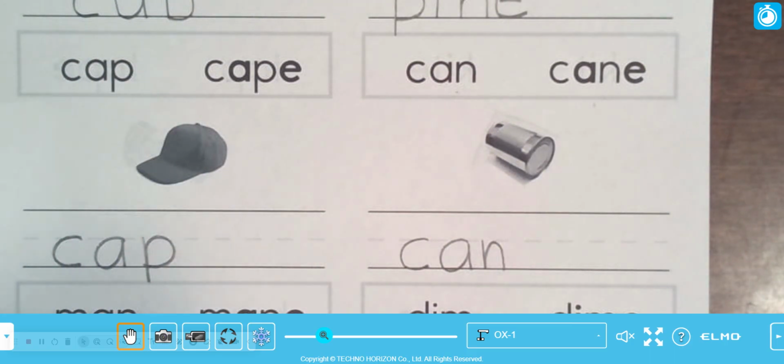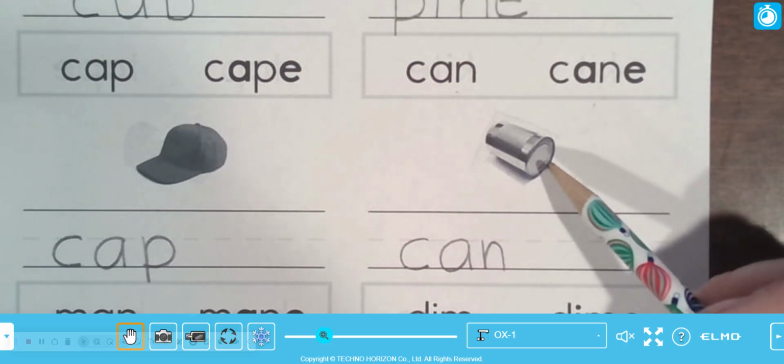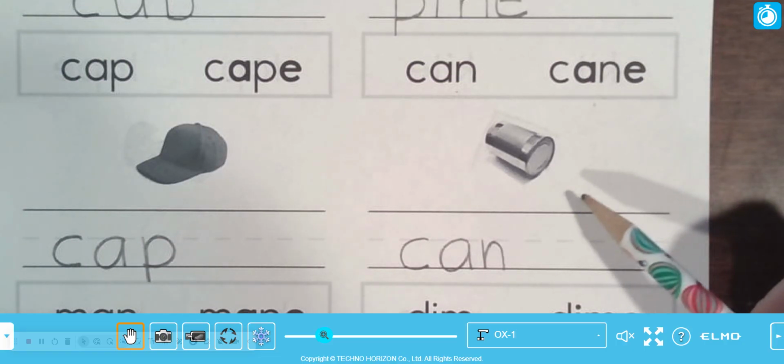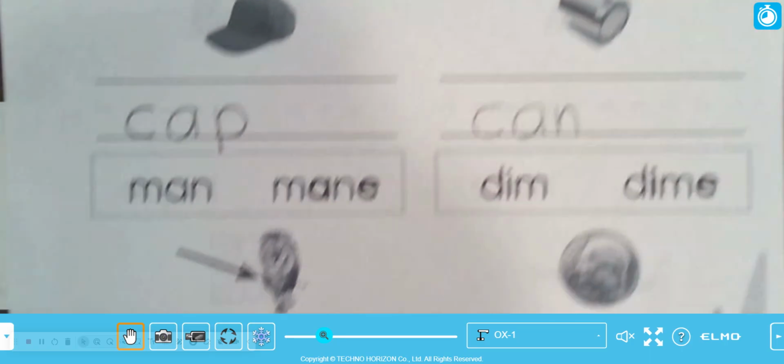Go ahead and write down the word can. And as you're writing it down, I'm going to give you a sentence using that word. I opened up the can of beans and made a burrito. Can. Okay, let's go to the next one.